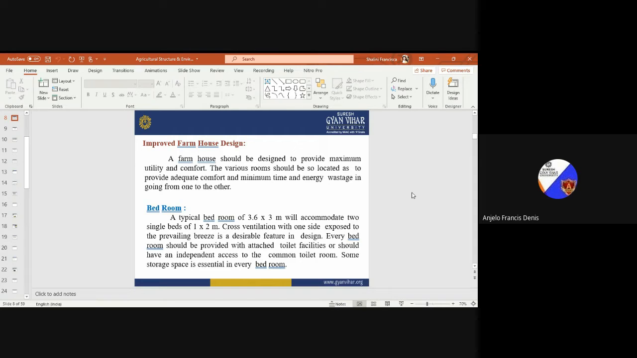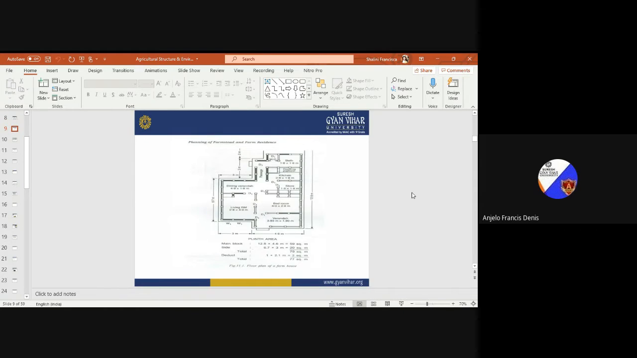So whenever we talk about a bedroom, there is a typical size. Smaller than that size, we should not construct a bedroom for accommodating two people or two beds. And we also talk about cross ventilation. That cross ventilation is a must in every bedroom. So this can be one of the designs of the bedrooms and several other rooms.